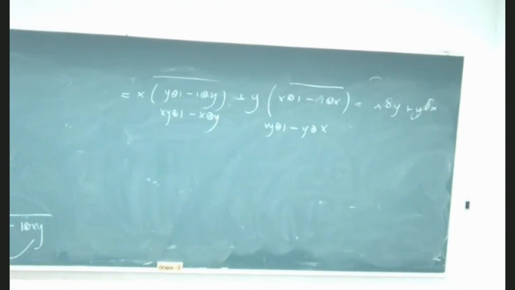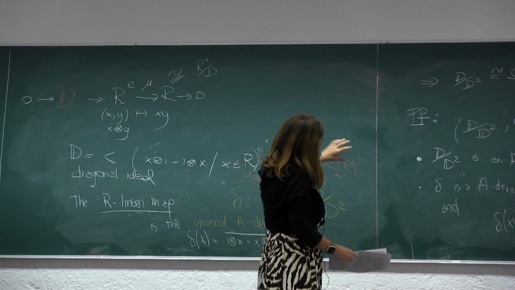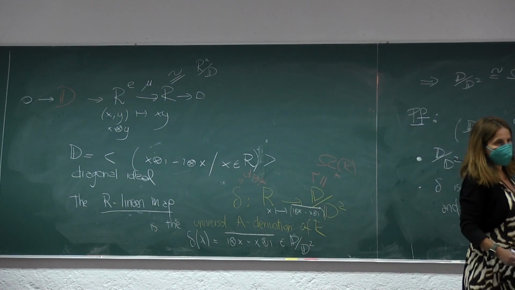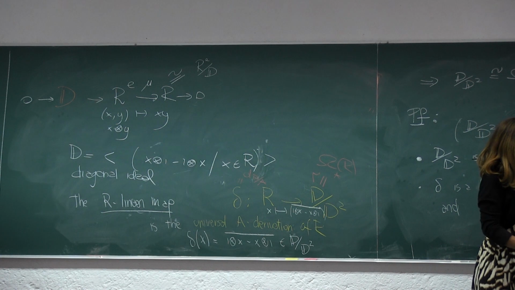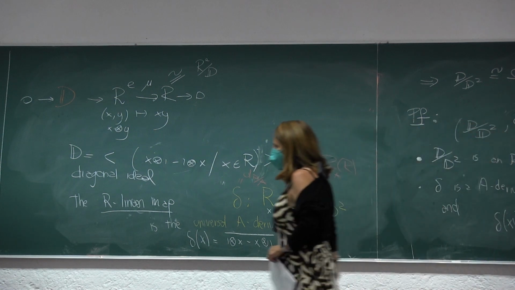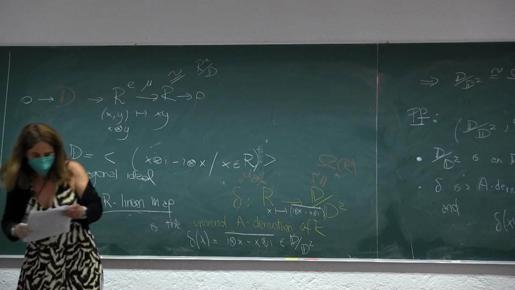Okay, guys. And now, so we have an R module and we have an A derivation. We have to show that they have the universal property. Next time I show you they have the universal property. Okay? So thank you very much.